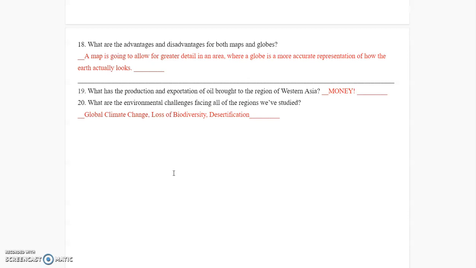And question 20 looks at everything that we've talked about, all the regions we have talked about as far as environmental challenges that we have studied. Global climate change, the loss of biodiversity, and the increase in desertification happening throughout the planet are all three things that eventually every region on the planet is going to see, and we, as a human race, will have to figure out how to come up with a solution.